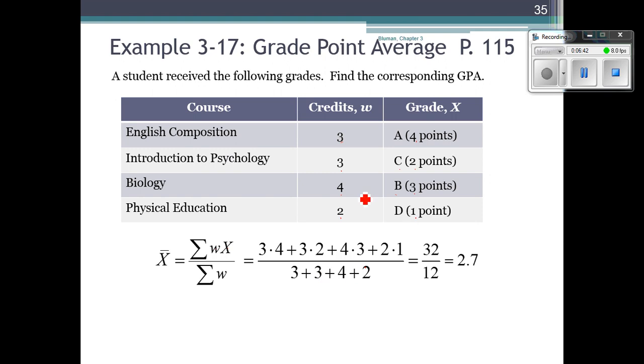Then what we want to figure out is, how many credits do we have? 3, 3, 4, and 2 is 12. So these are the amount of points that the student earned. These are the number of credits they took. Divide the two, and that is the student's GPA.